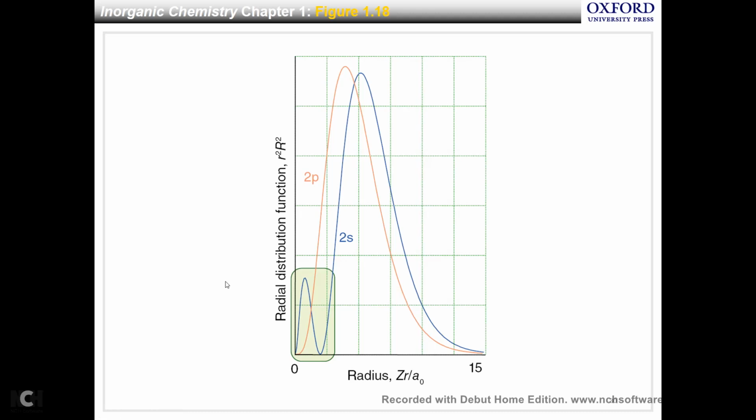So this is a picture that shows you the radial distribution functions of 2s and 2p behave slightly differently. This is the 2s, the blue curve, with a significant portion close to the nucleus, with r very close to 0. So you compare this function versus this function.